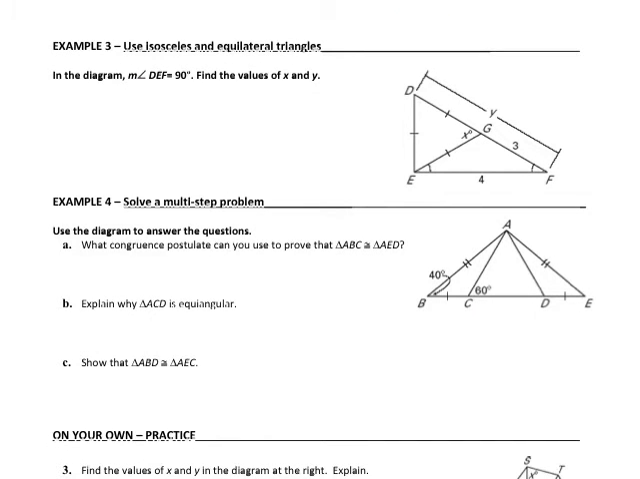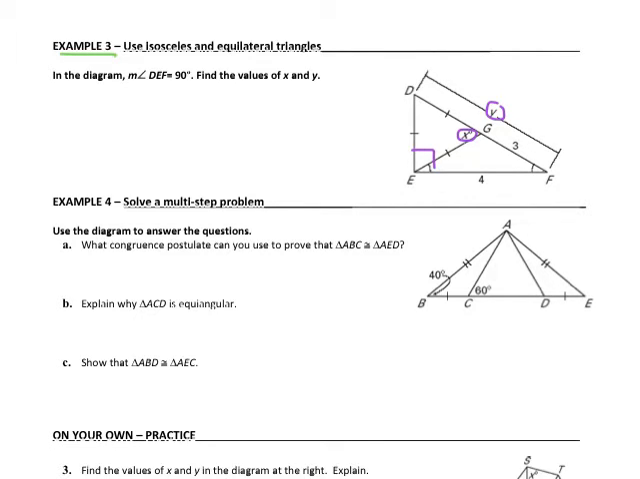All right, on the back side we have example number 3. These problems, example 3 and 4, are a little bit more challenging, and we do need to look carefully at each diagram. So it says here in the diagram that the measure of angle DEF is 90 degrees. And we need to find the value of X, which is an angle measure, and the length of Y, which is this whole side called DF.